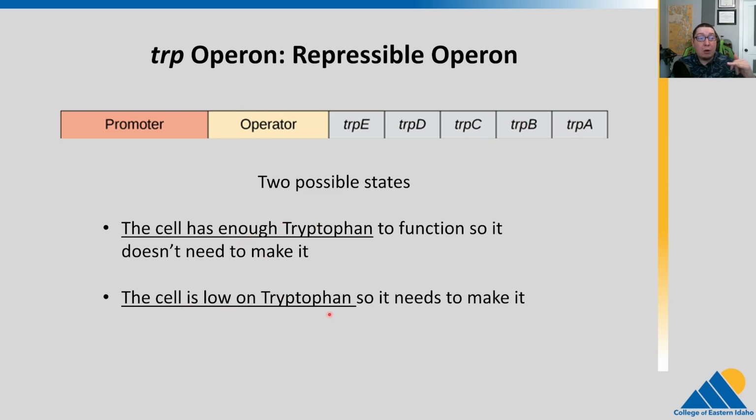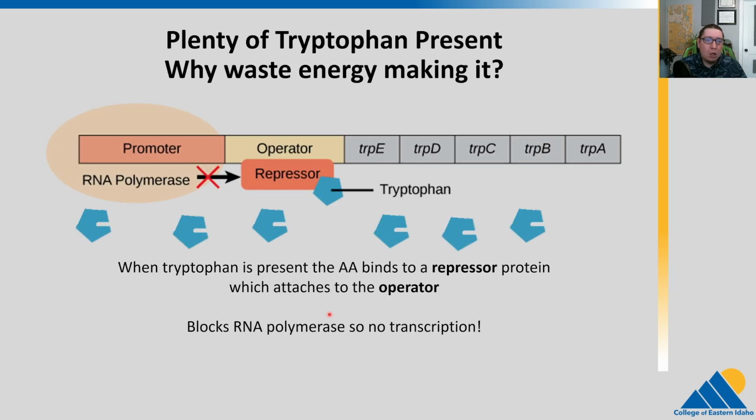How are we going to do that? We need some sort of switch that can sense these states. Do you have enough tryptophan or do you not have enough tryptophan? We need a sensor. That sensor is the repressor protein. So in the case, let's look where we have plenty of tryptophan. Here are my tryptophan molecules. When we have lots of tryptophan around, there is a protein called the repressor.